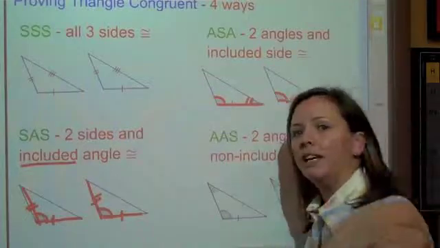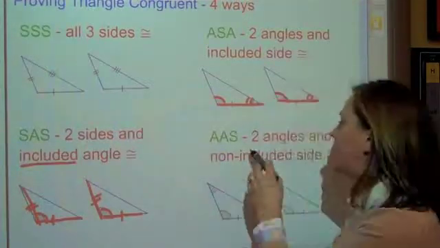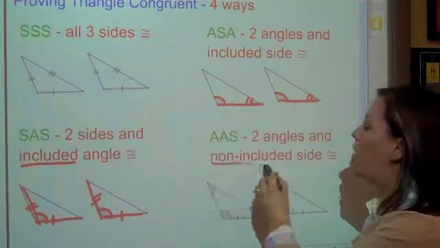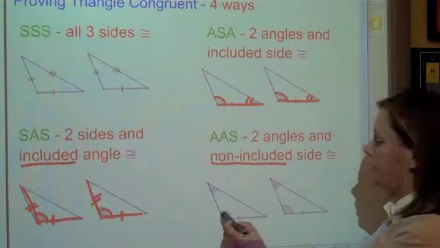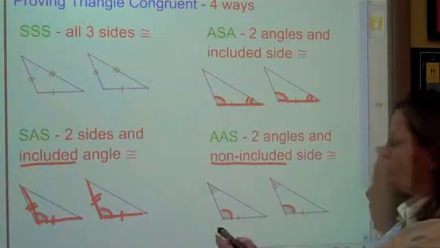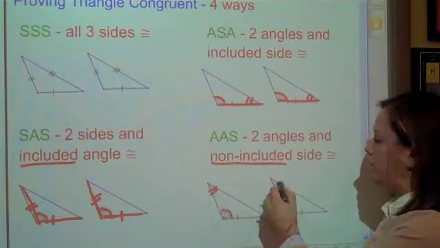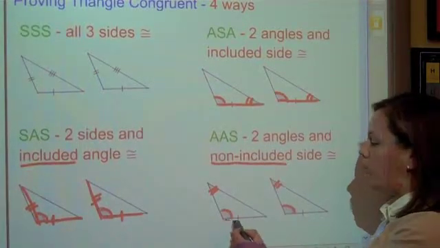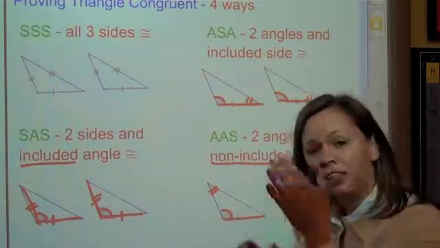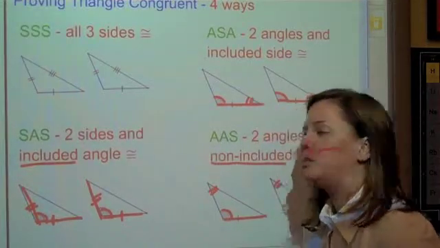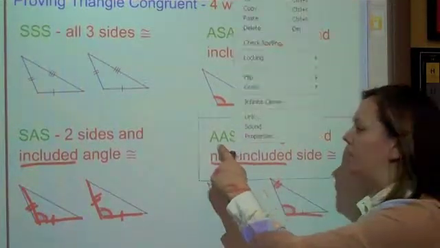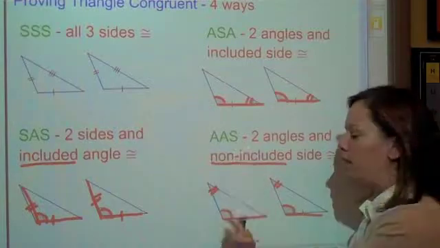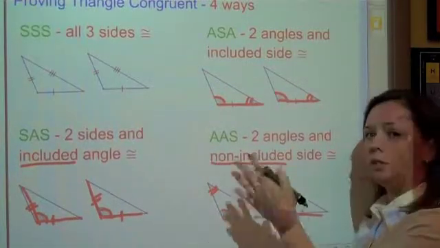And then the last way is angle, angle, side. Again, that's 2 angles and the non-included side. So here we have this angle congruent to that angle, this angle congruent to that angle, and then one of the sides that is not the side in between the 2 angles is the one congruent. Just like here, the S is not in between the 2 A's, the way we write it. The congruent side is not in between the 2 angles.